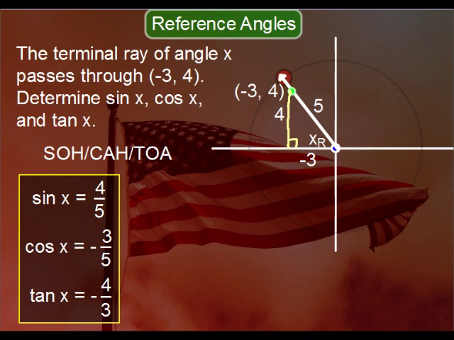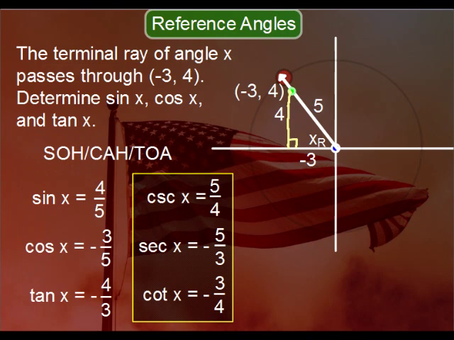Now if you were asked to determine the other three trig ratios, that's secant, cosecant, and cotangent, you would just simply take these answers and then you'd flip them around. By the way, make a note. The sine and the cosecant are positive. That's because in quadrant 2, the sine is always positive. Now, the cosecant's positive because the reciprocal for sine doesn't change the positive to a negative.